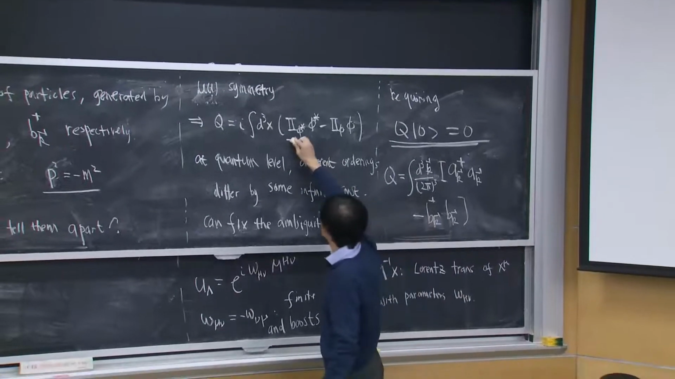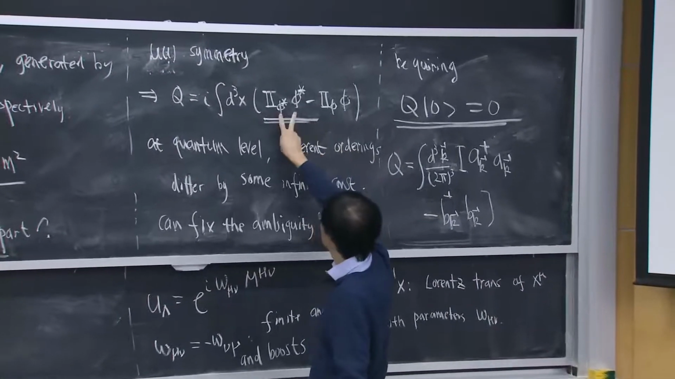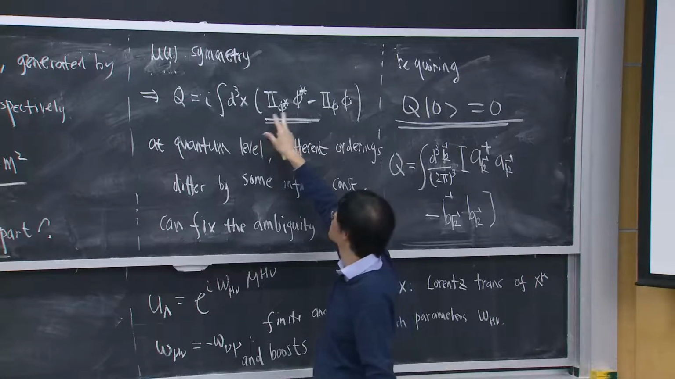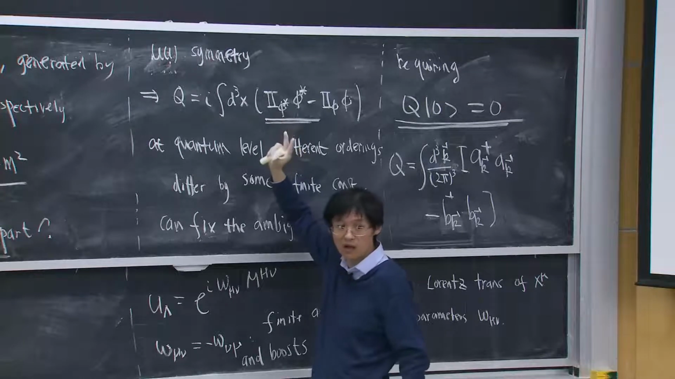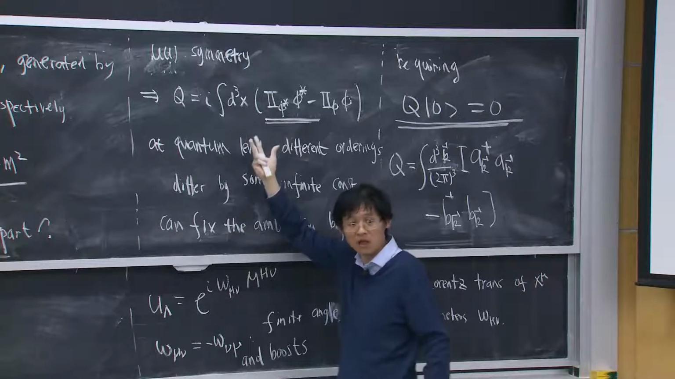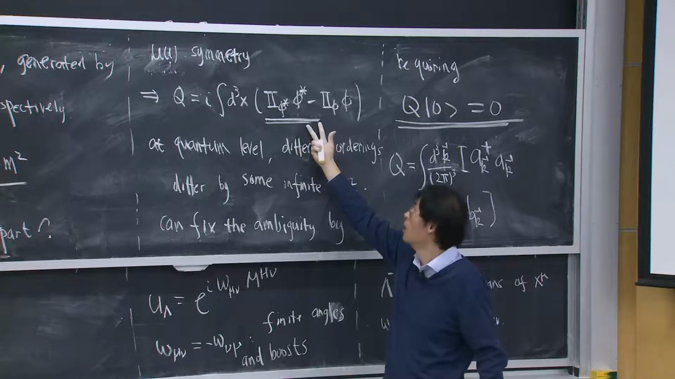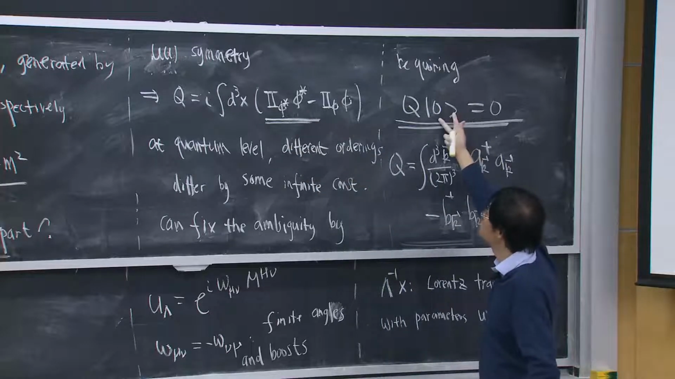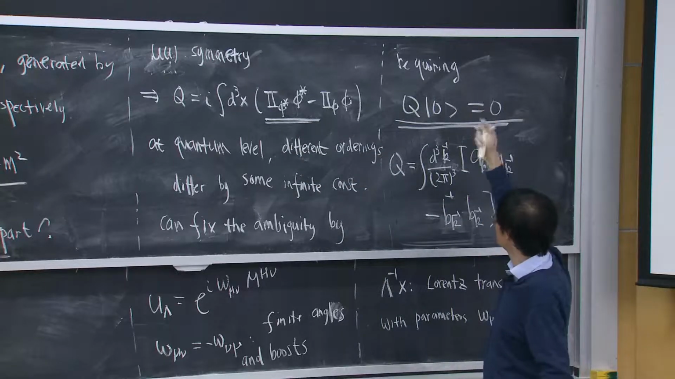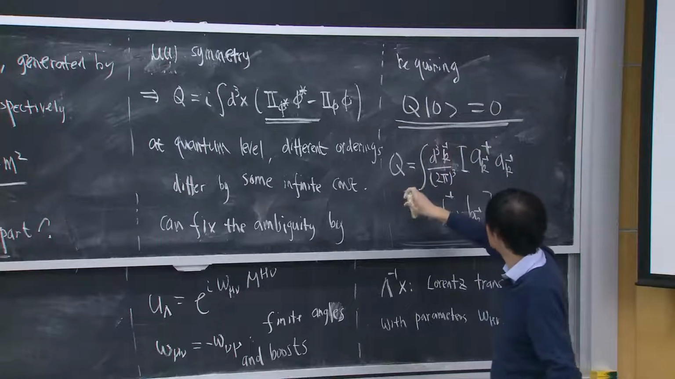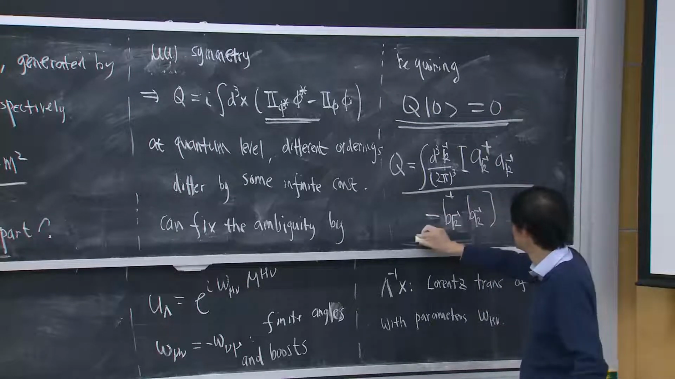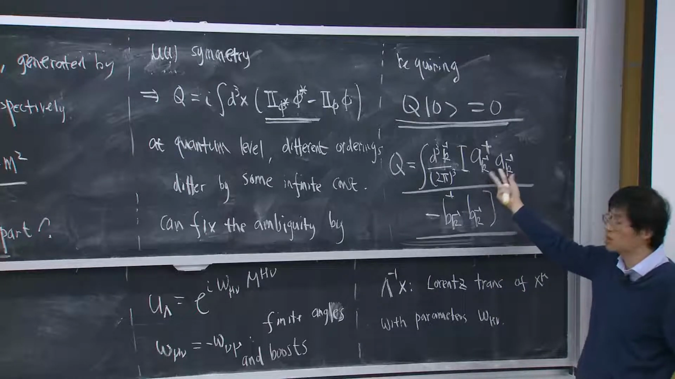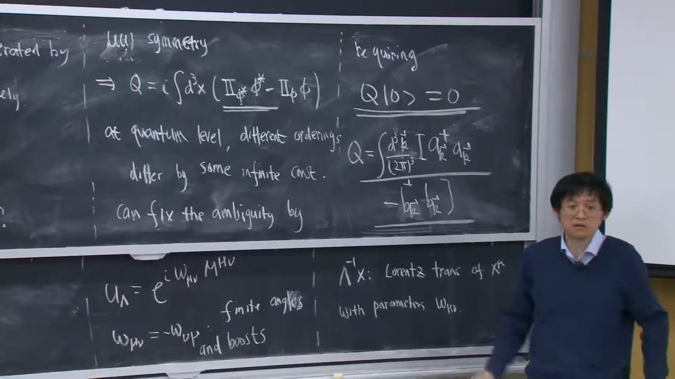Here there's ambiguity. I don't know how I should order them, whether I should put phi to the right of pi or pi to the right of phi. Here there's no prescription, and here there's no prescription. But if I impose this condition, then Q must be of this form. Of course, when you permute them, it's the same thing. When you permute them, you don't change the operator.